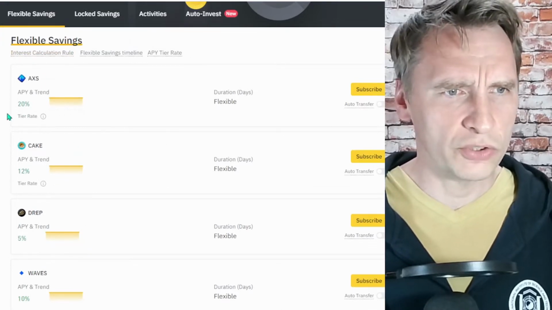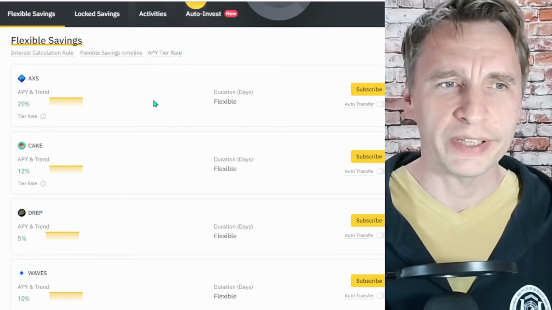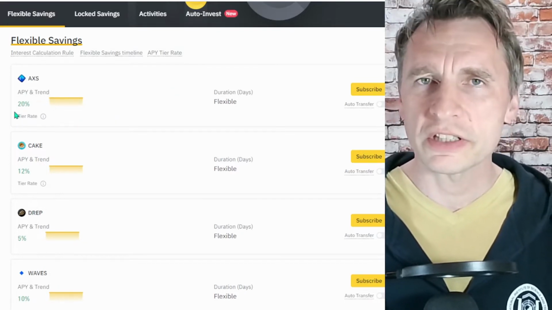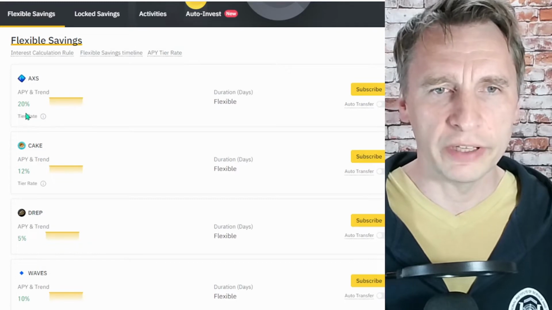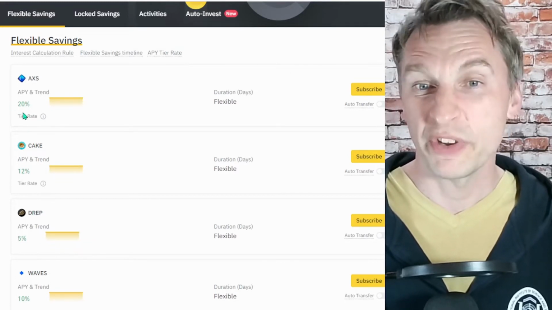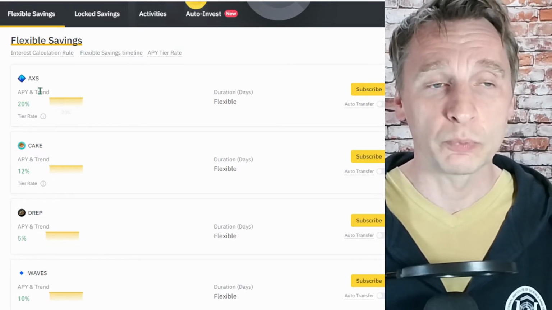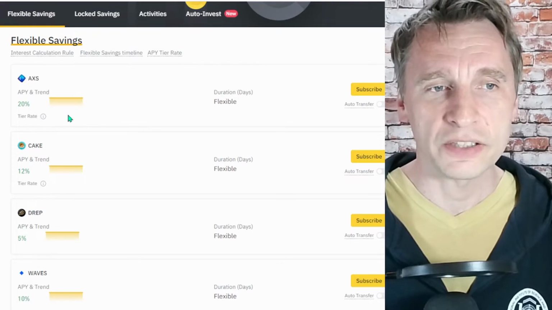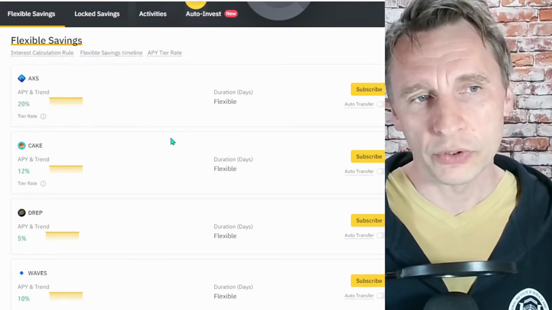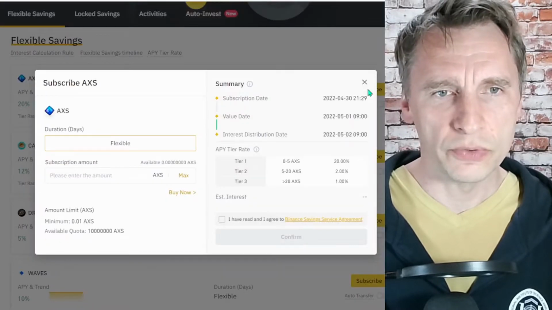If, let's say, we choose, so on the side here, this is the APY, which is the annual percentage yield. So again, the percentages are based on the annual return rate. So this is a 20% return rate for the year. If you were to stake or to put into savings AXS for 1 year, you would receive a return of 20%. So let's say we choose AXS to save.